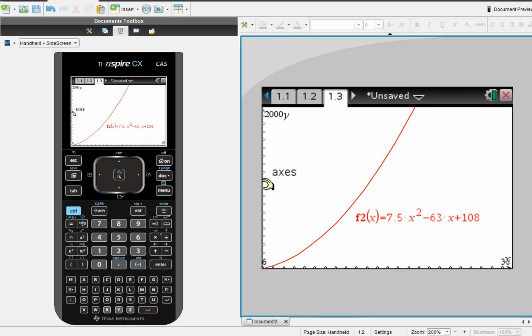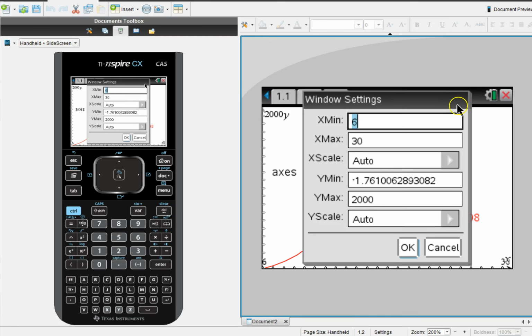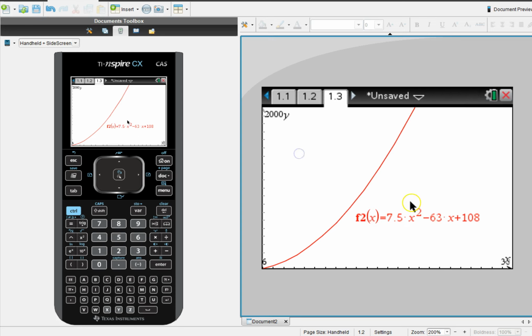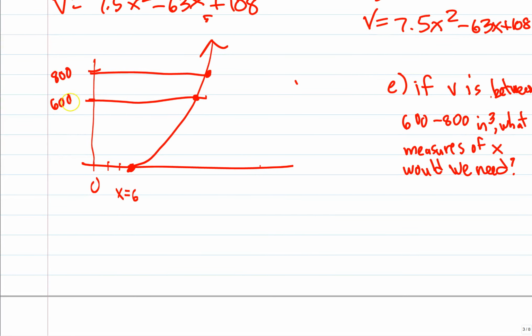And, well, I think I might have an issue. Look at my x's. Zoom, settings, because we actually needed the y's between 600 to 800. So we should be good, actually. So somewhere in here, there's going to be a 600 and an 800, and we want to figure out what x's match that, okay? So here's our sketch. We have y values between 600 and 800. We want the x's that match that.